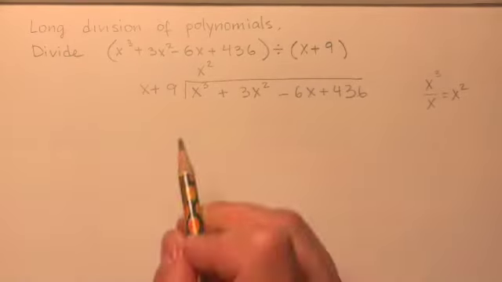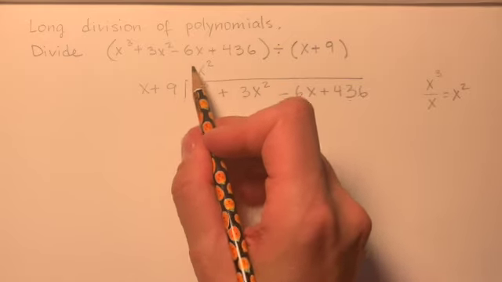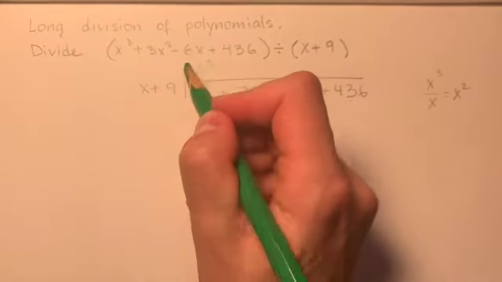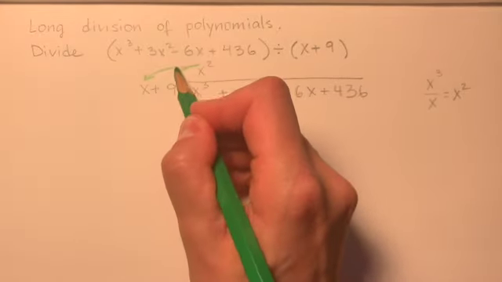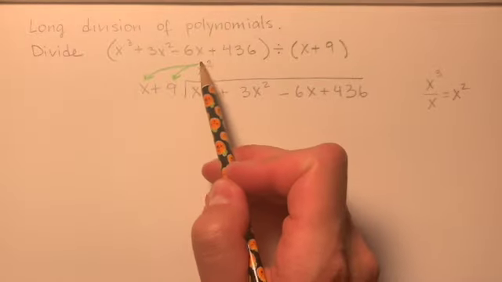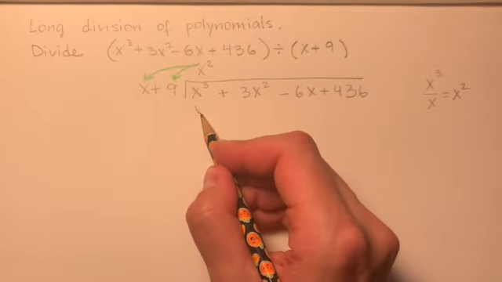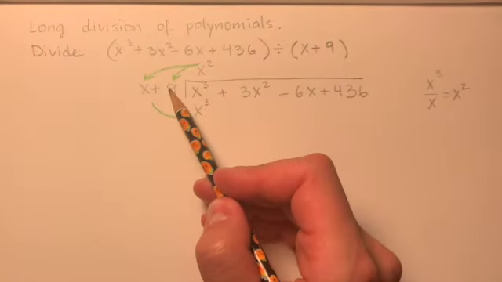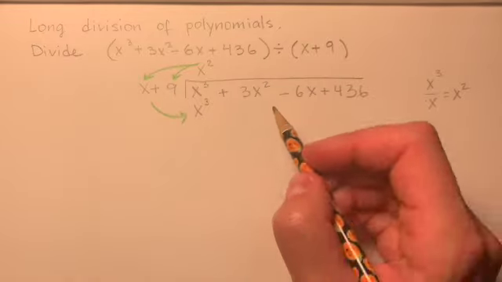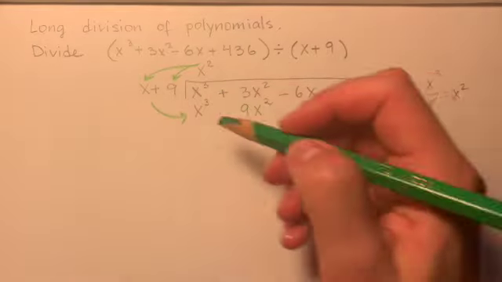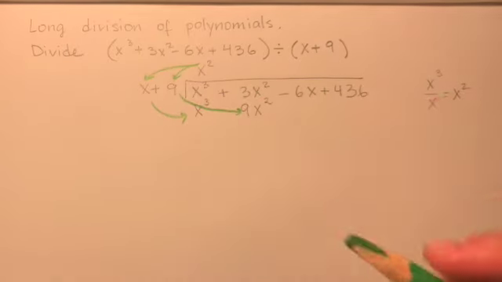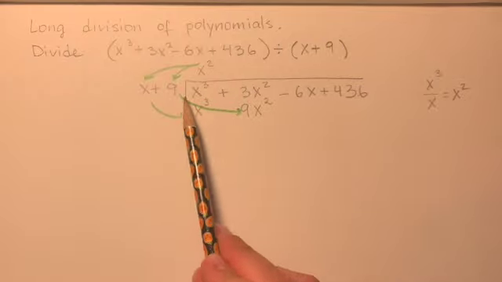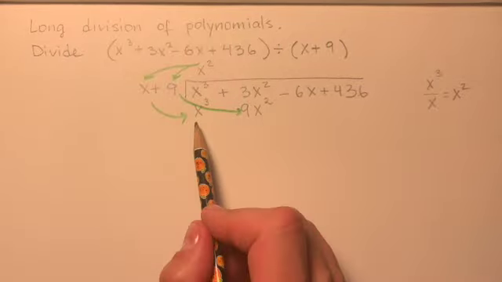Now I will take the x squared that I just obtained by dividing x cubed by x and multiply it by both terms of the divisor. X squared times x is x cubed. X squared times 9 is 9x squared. And what's left to do in this step is to subtract vertically these two terms.